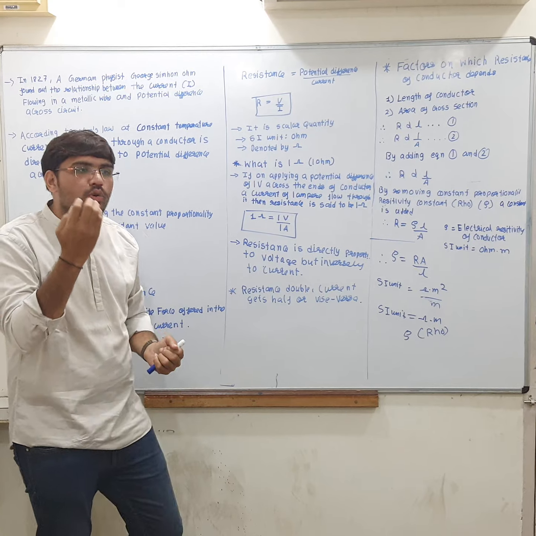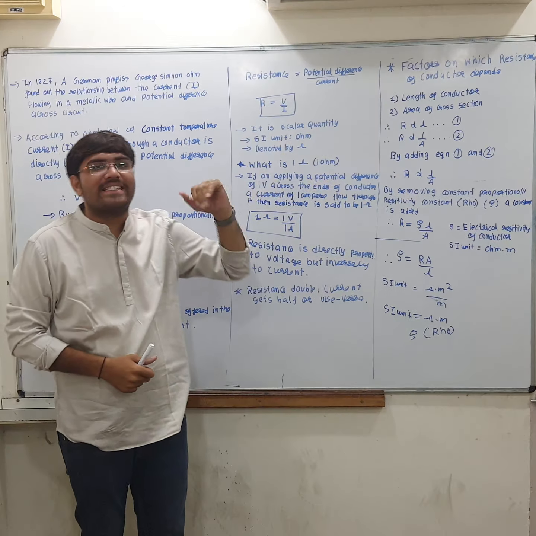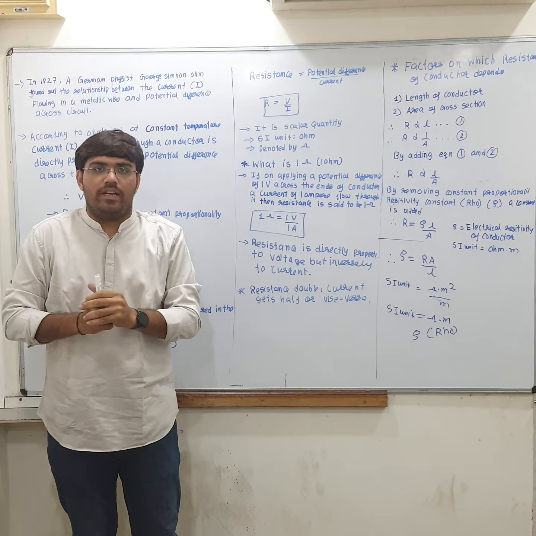Basically, there are two types of physical quantities: scalar quantity and vector quantity. Scalar means those quantities which require only magnitude, whereas a vector requires both direction and magnitude. Here we only need the magnitude. We don't need any direction, such as in which direction the current is flowing. So the unit is ohm, named after him. So what is 1 ohm? If one potential difference is created in the electrical circuit and we are giving 1 ampere current, it is called 1 ohm.